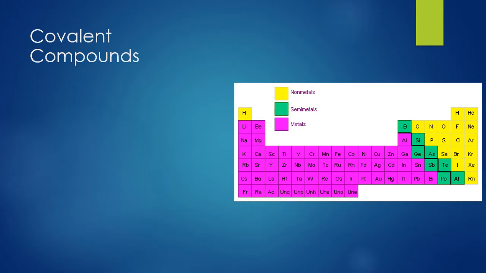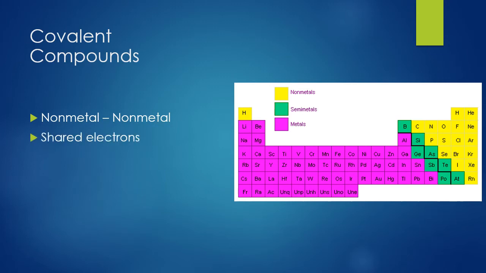So now let's look at covalent compounds. We're going to learn how to name them. A covalent compound is a nonmetal with a nonmetal. Notice my nice color-coded periodic table with the nonmetals being in yellow. Once in a while, we will see covalent compounds between a semimetal and a nonmetal, so just be aware of that. It's not always just nonmetals. That's just the most common type.